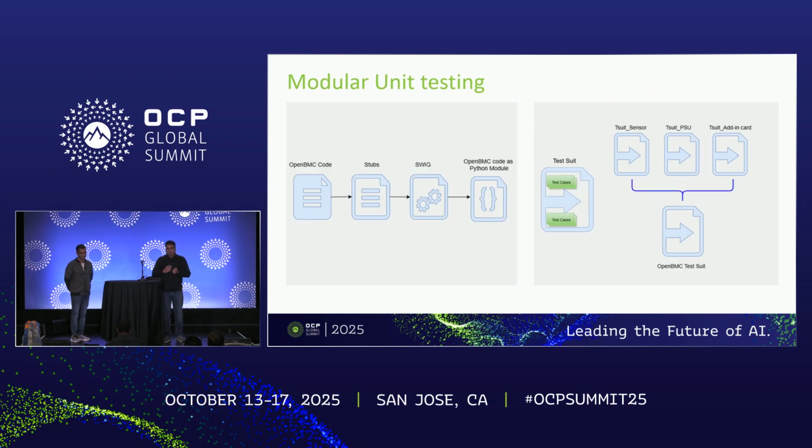Now, as we talk about modular testing, we'll take one example. If you see on the right-hand side, what I talked about: OpenBMC code, writing stubs, then SWIG, then finally importing that C++ code into Python. Consider that there are 3 modules. As you get each module inside Python, you write the test cases. Different kinds of test cases you write become a test suite. So you have test suites for sensor, PSU, and add-in card. These are individual test code. Then you can aggregate all this test code, and it becomes the OpenBMC test suite, an aggregated, modular test suite for OpenBMC.